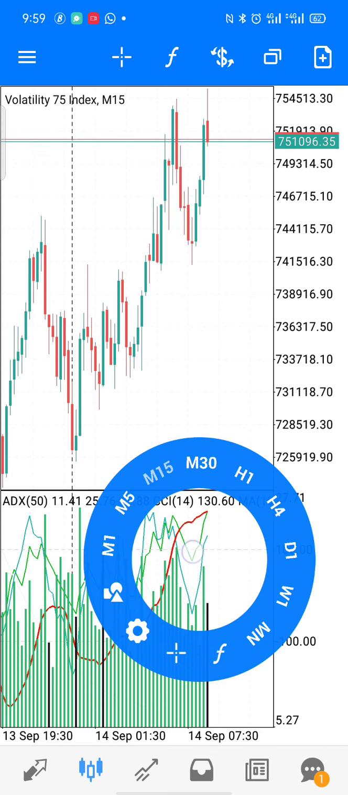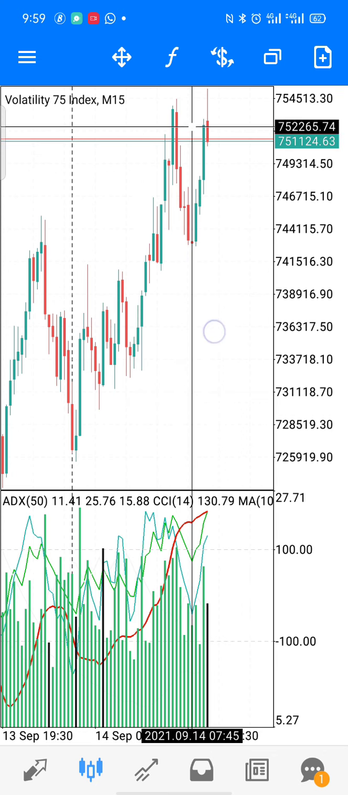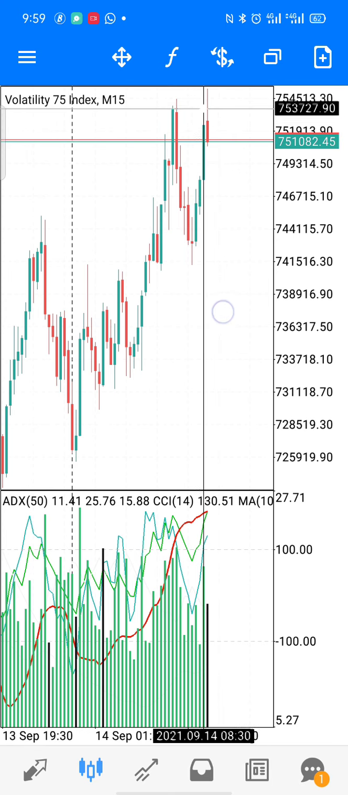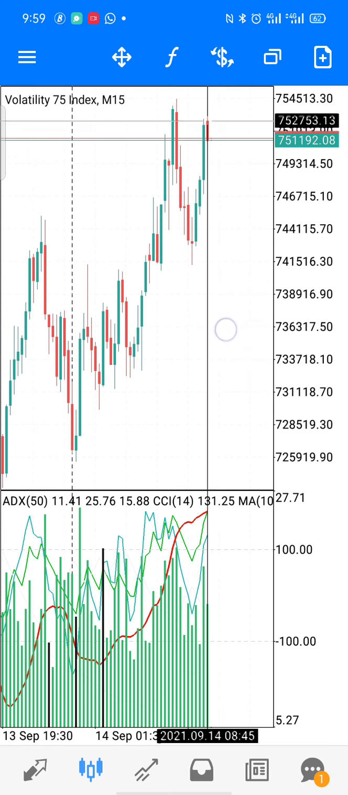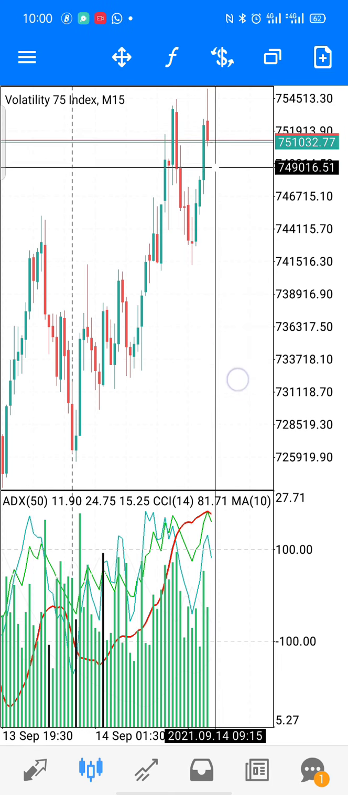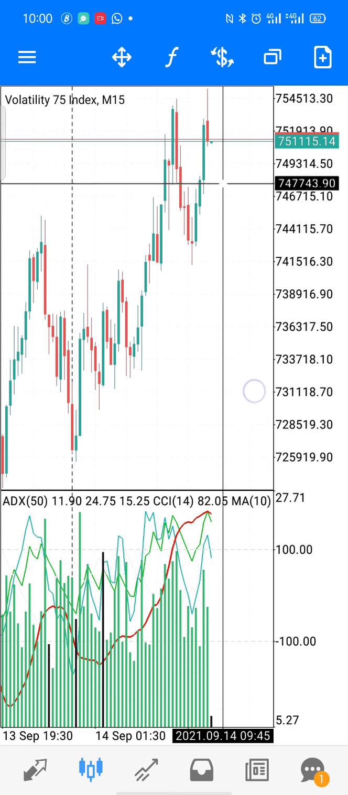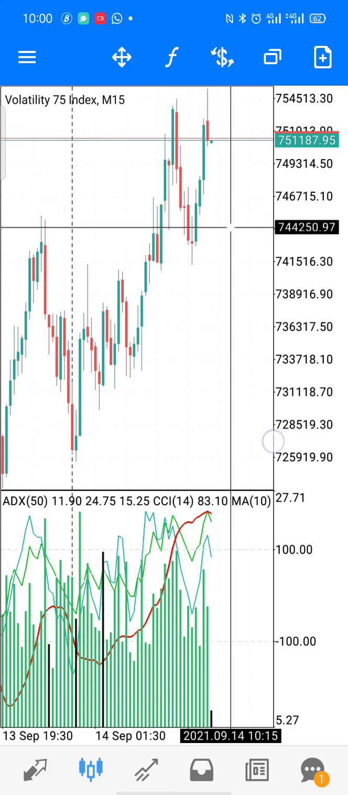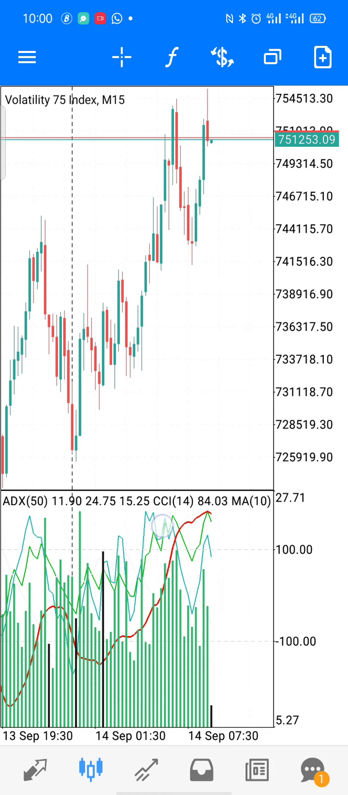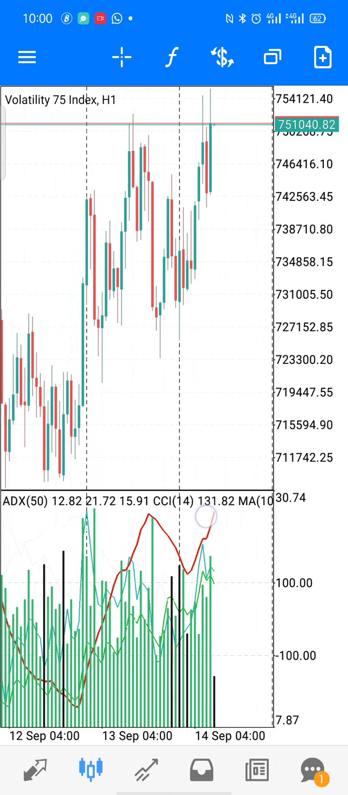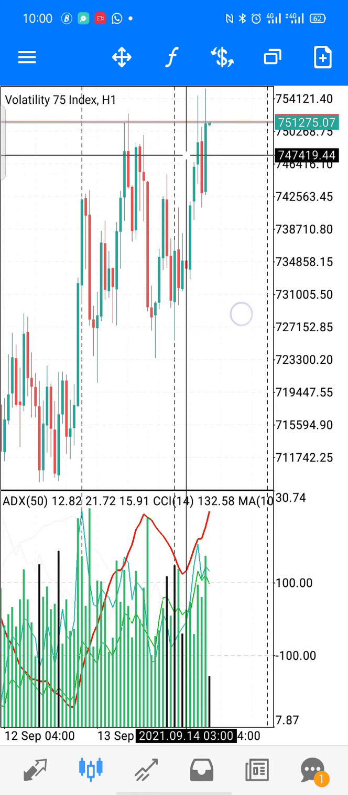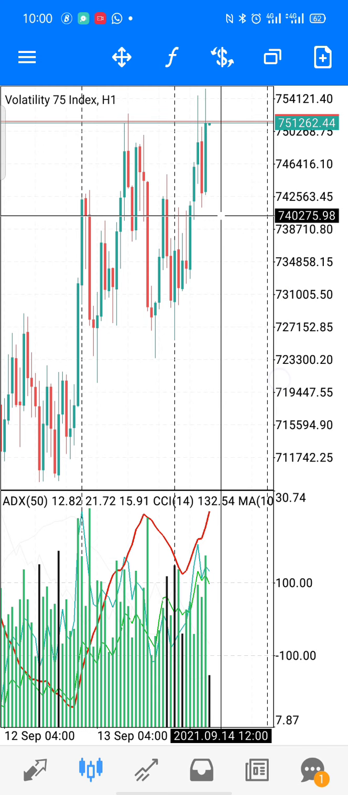So for this trade, guys, if you watch this candle, it's expected to sell down to this point. Then maybe another will reach this point before it goes back up. That's Volatility 75 Index. Seeing the 1 hour time frame, it's about to form a downtrend.